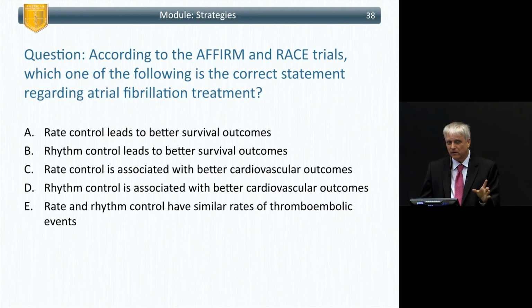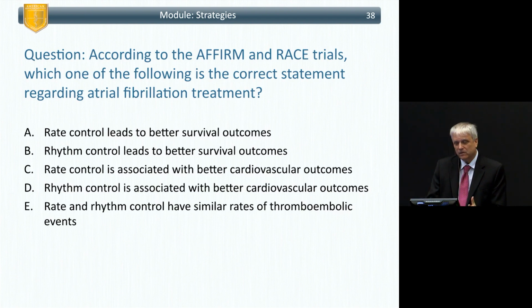Okay, well, I know that all the cardiologists live and breathe this stuff. So then I figure out, well, what happens to the patients that I send to cardiologists? Because it must be based on the RACE and the AFFIRM trials. So does everybody I send to cardiology just get rate control? No. Does everybody just get rhythm control? No. If they have their rate controlled alone, is that better for cardiovascular outcomes? I don't think so. Is rhythm control better for cardiovascular outcomes? No. Sometimes they convert them, and sometimes they just give them rate control. So they must be fairly equivalent. So rate and rhythm control give you essentially the same outcomes.